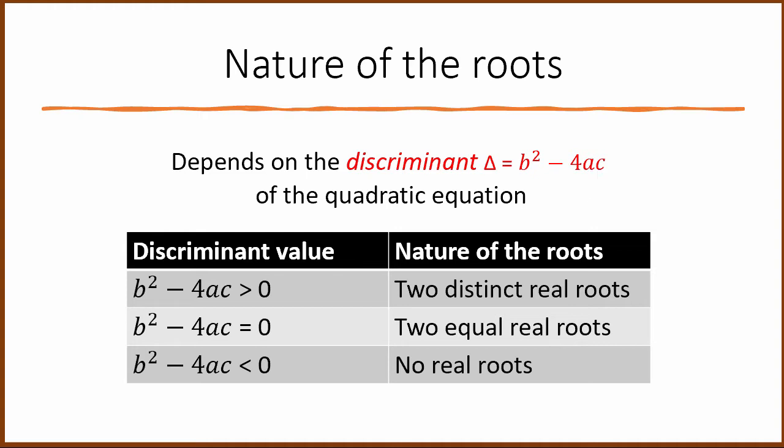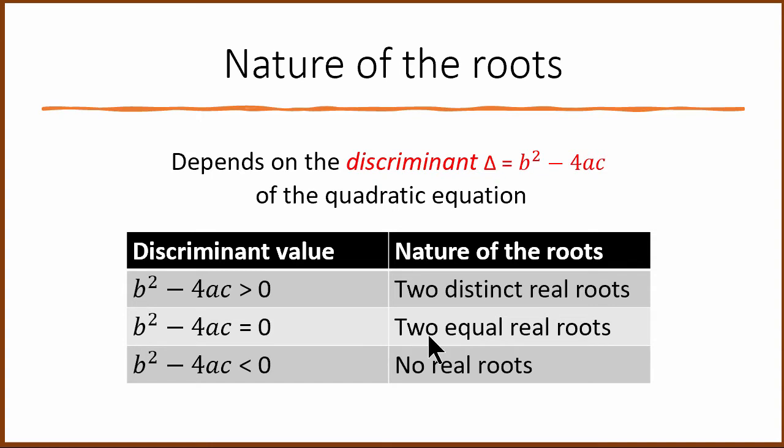Now, depending on the discriminant value of a quadratic equation, we can have three different scenarios. The first scenario is if the discriminant value is greater than 0. If the value of the discriminant is greater than 0, then we'll have two roots. Both will be distinct and both will be real. So we'll have two real roots and both will be distinct. Distinct means they will be different numbers.